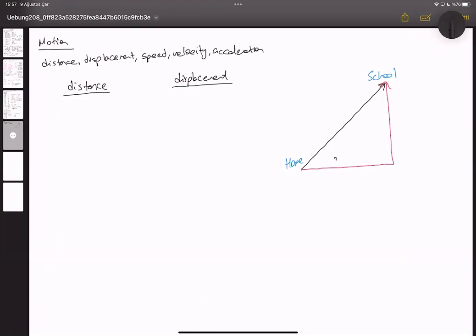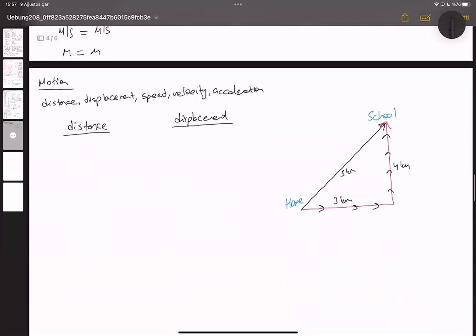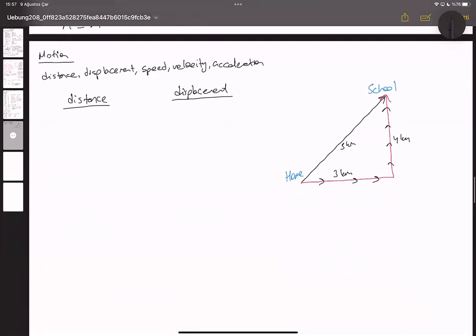And I will say 3 kilometers, 4 kilometers, and 5 kilometers for the hypotenuse. So if you use the red road, you will go to the right side and you will go the positive y-axis. So totally you covered 7 kilometers with your foot. So your distance is 7 kilometers because you walk this way.